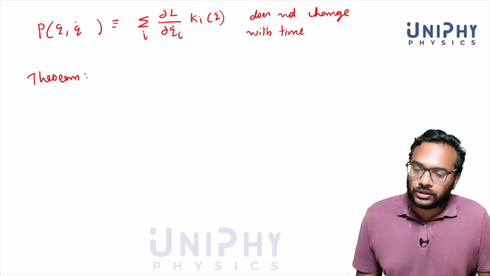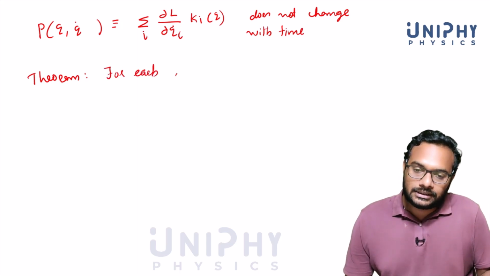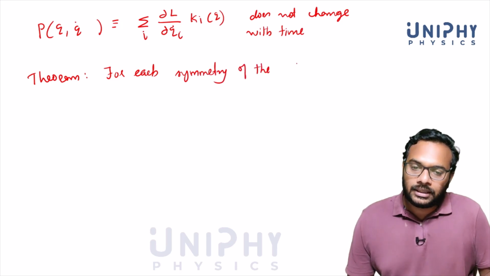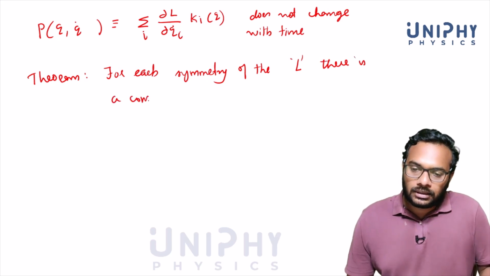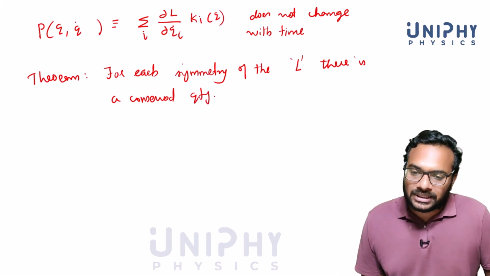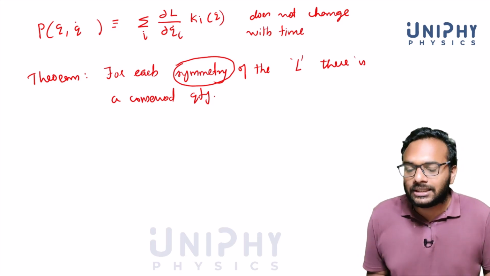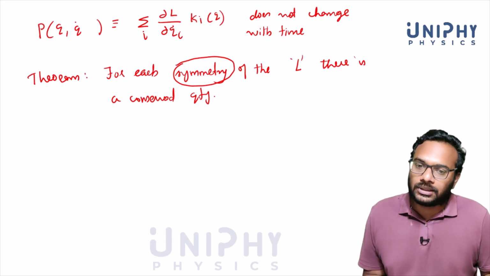For each symmetry of the Lagrangian, there is a conserved quantity. Okay. So what do we mean by symmetry? Generally, symmetry means that you do something to the system. Okay. You translate it or you rotate it. You do something to the system and the Lagrangian does not change. Okay. That's called symmetry. That's a full symmetry.